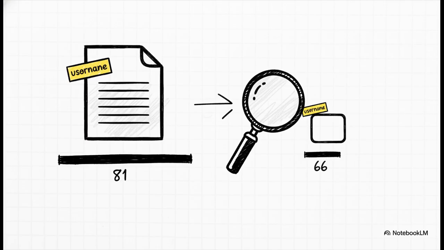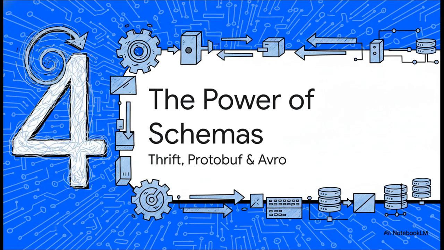But notice, it still includes the full text of the field names like username right there in the data. That repetition is the next thing we're going to get rid of, and that's where the huge savings are. And this is where we take a massive leap in efficiency. We're now moving into formats that use a schema. Think of it as a blueprint for the data to strip out all that repetitive, redundant information.